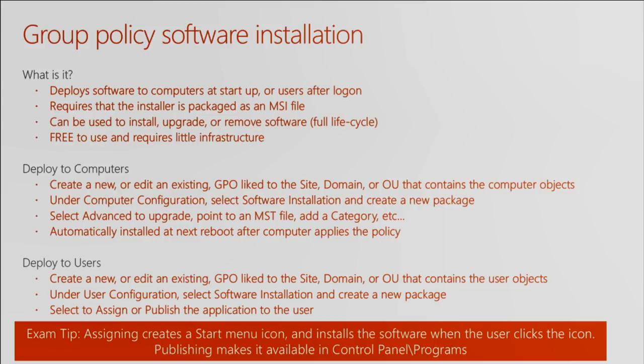Assigning creates a start menu icon and installs the software when the user clicks the icon. Publishing makes it available in the control panel programs. So if you assign it, it allows you to install it. Publishing it allows it to show up in the app wiz or the control panel programs. You can actually see that it's been installed in the system. So we give you those two options. You can deploy it to computers or you can deploy it to users.